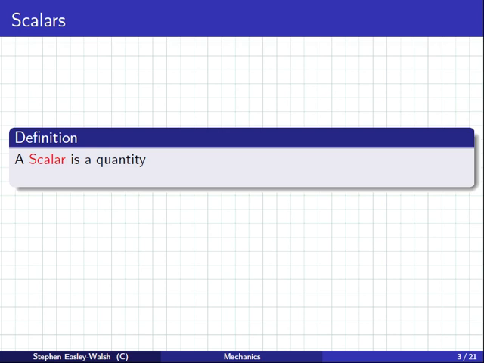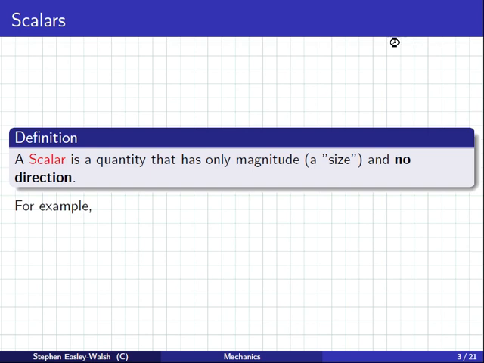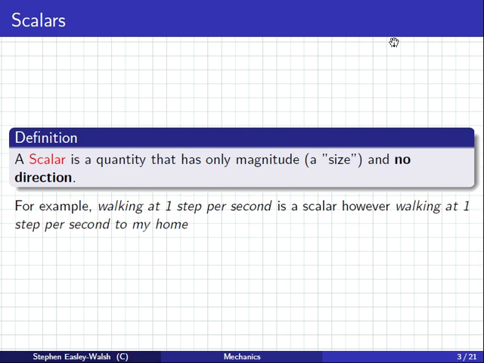We have it now. A scalar quantity, thank you, Kehong, has only magnitude, that means the size, and no direction. For example, walking at 1 step per second is a scalar. However, walking at 1 step per second to my home, why is that not a scalar? Well, because it has a direction to my home.